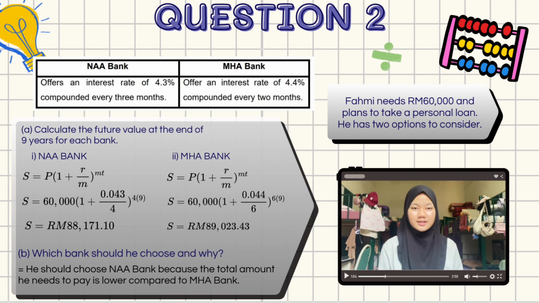So the second question is which bank should he choose and why? So obviously he should choose MAT Bank because the total amount he needs to pay is lower compared to MHA.